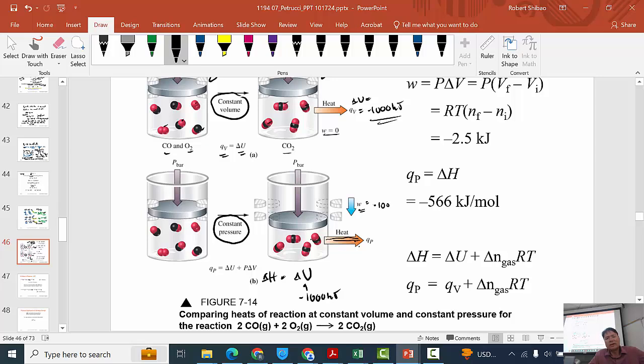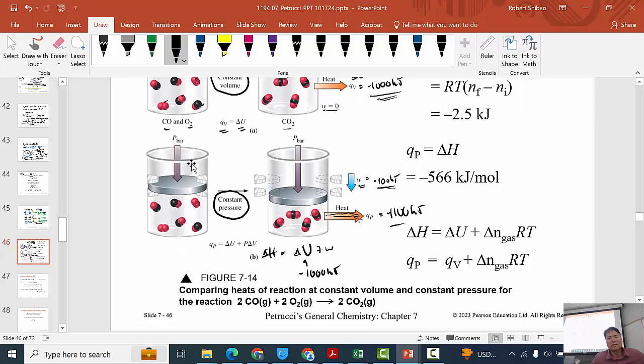And so we end up with negative times negative is positive, times negative is negative. So let's say this is 100 kilojoules. And then the amount of heat here is going to be plus the work, which is a bonus here, of negative 100. So we're going to get negative 1,100. And so what that means is that the surroundings is going to get 1,100 kilojoules of heat rather than 1,000 kilojoules of heat due to the work of the expansion of the gas.